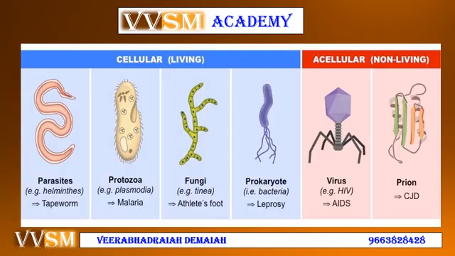Well, the cellular living are parasites, protozoans, fungi, prokaryotes, then virus and prion. These are the cellular living as well as the acellular non-living. These two come under the acellular non-living, and these are the cellular living, that is parasites, protozoa, fungi, and prokaryotes.